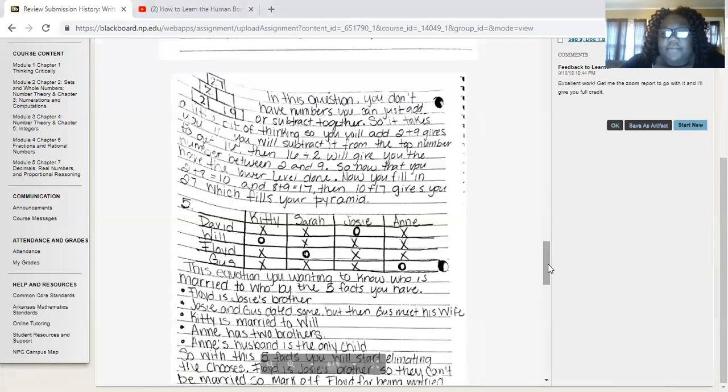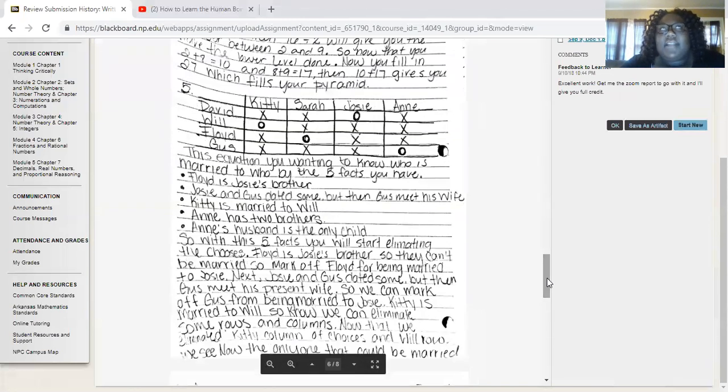Now, number 5, which is not the most difficult one, but I really like this one. In this problem, you want to know who is married to who. Hopefully, no one is sleeping with nobody. So we're going to get this off.